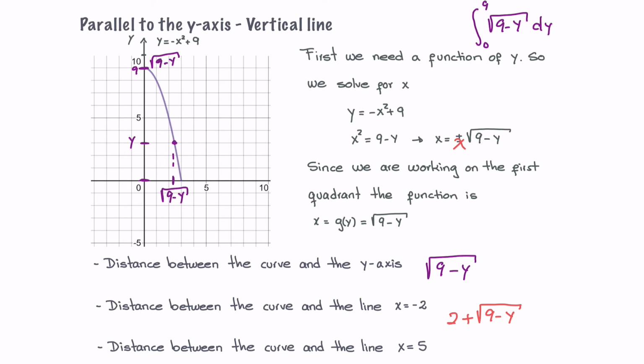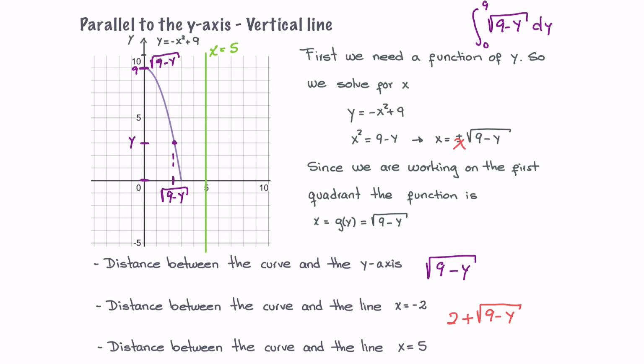I'm going to change colors completely. Now, find the distance between the curve and the line x equals 5. So the line x equals 5 is here, and you want, at any y from 0 to 9, of course, the distance from the curve to that line. You already know how to do it, right? So you know the distance from here to the line is 5, and the distance from the y-axis to the curve is the square root of 9 minus y.